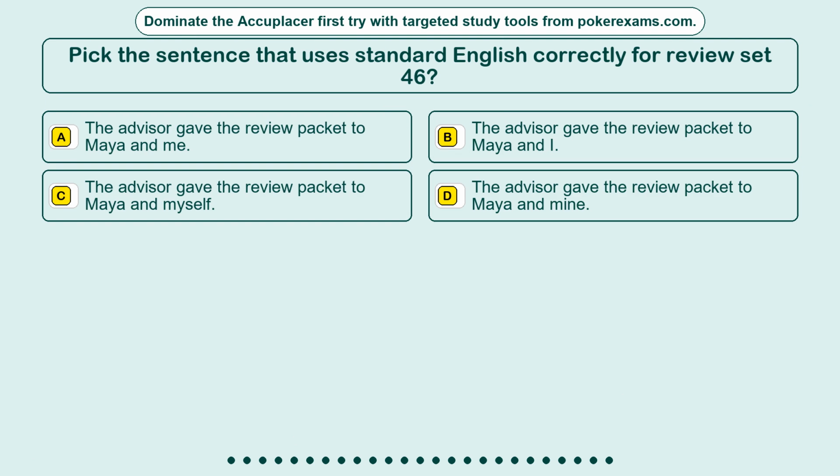Question 20. Pick the sentence that uses standard English correctly for review set 46. Option A. The advisor gave the review packet to Maya and me. Option B. The advisor gave the review packet to Maya and I. Option C. The advisor gave the review packet to Maya and myself. Option D. The advisor gave the review packet to Maya and mine.